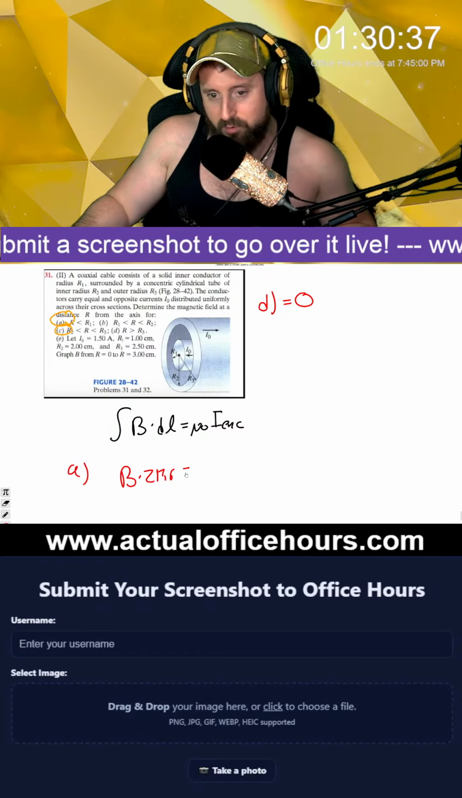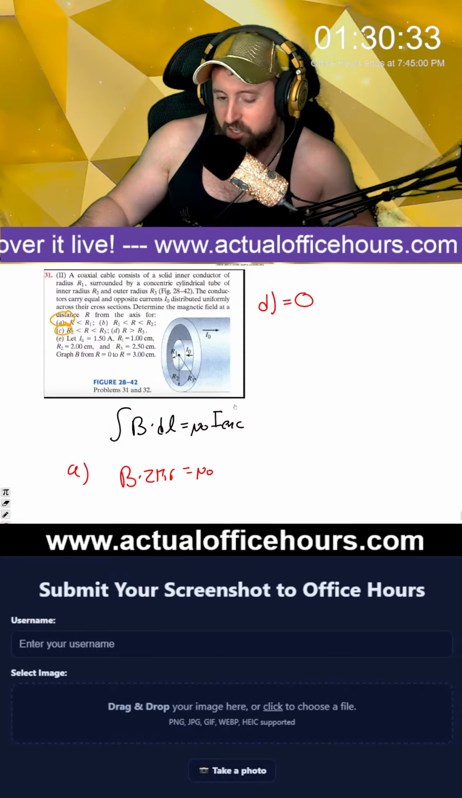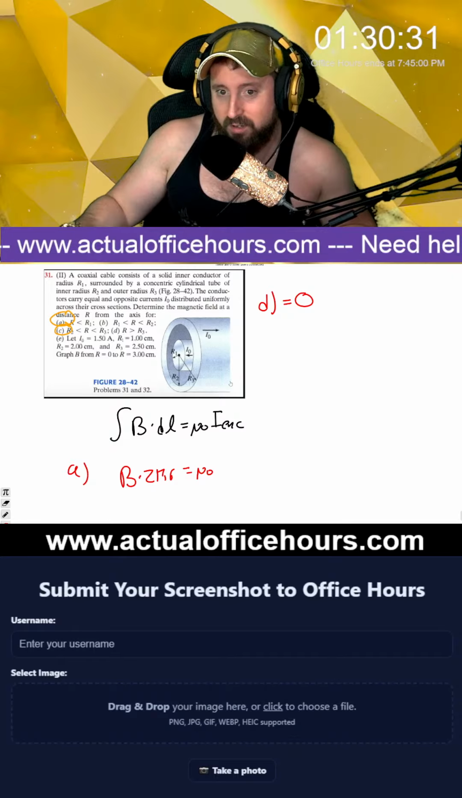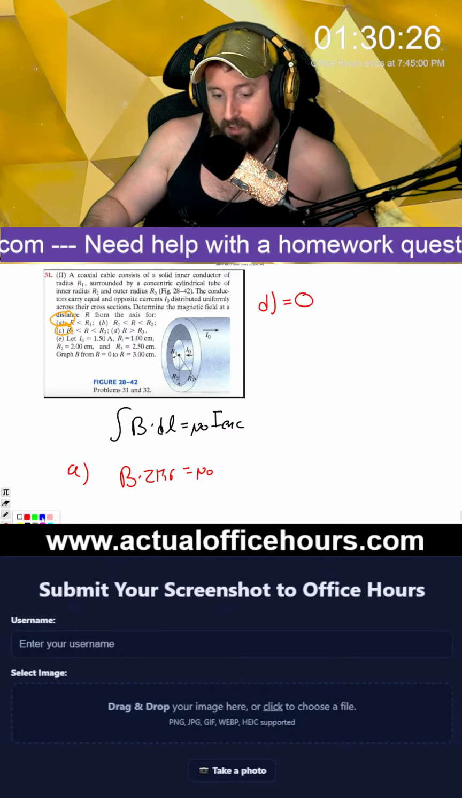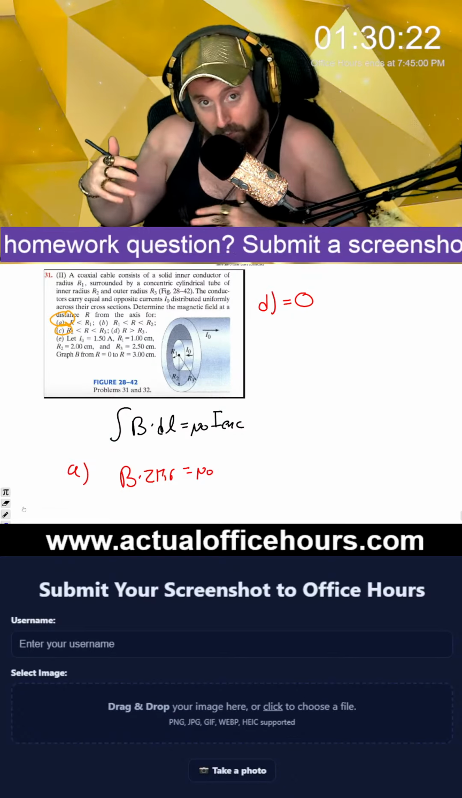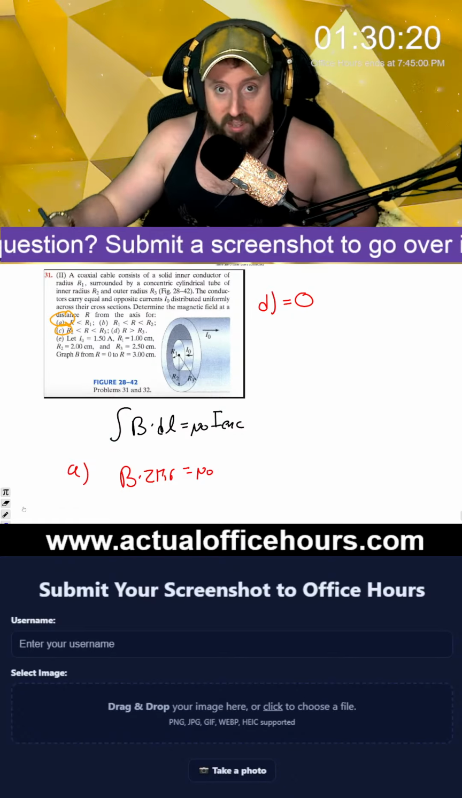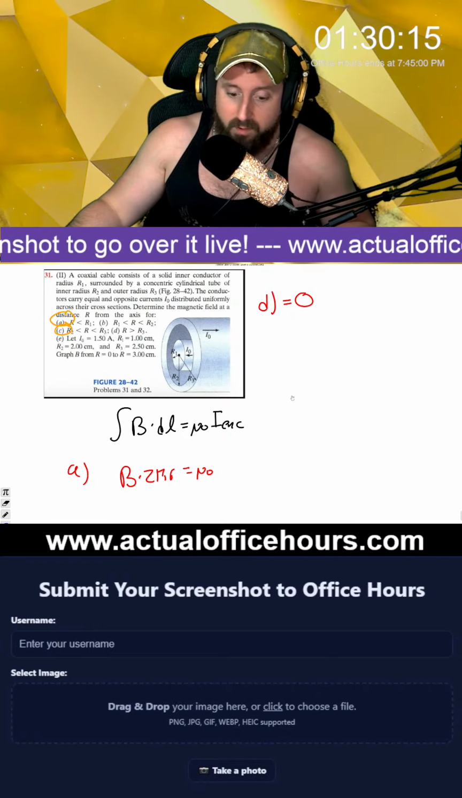So this is B dot dl. So B times 2 pi r is equal to mu naught, and this is where things get tricky: how much current are you enclosing? It's similar to what we did with Gauss's law with the non-conducting spheres, where the charge is uniformly distributed. You have an exam on this on Friday? Great. Then this should help you.